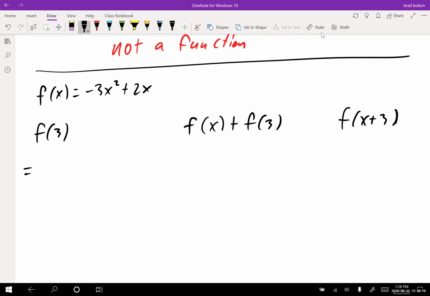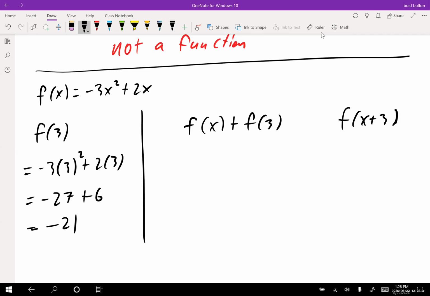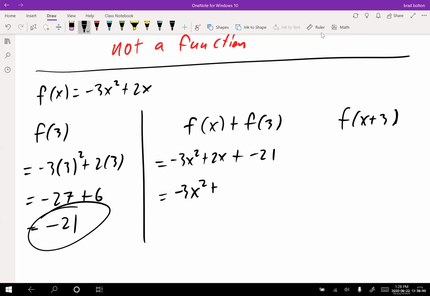Okay, so hopefully all you did is you said negative 3 times 3 squared plus 2 times 3. So this would be what? Negative 27 plus 6. So this would be what? Negative 21. Okay, no big deal. Let's see here. Next one is f of x plus f of 3. So we know that f of x is worth negative 3x squared plus 2x plus f of 3. But we just found out that f of 3 was negative 21. So this is plus negative 21. So this will become negative 3x squared plus 2x minus 21. And that would be our answer for that.